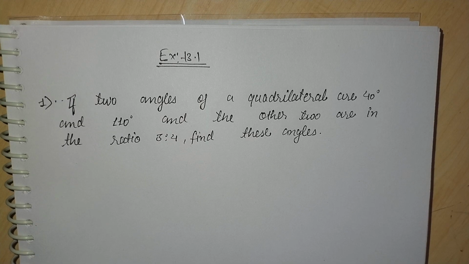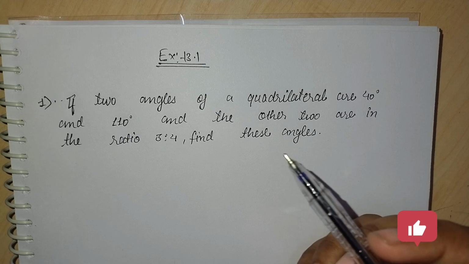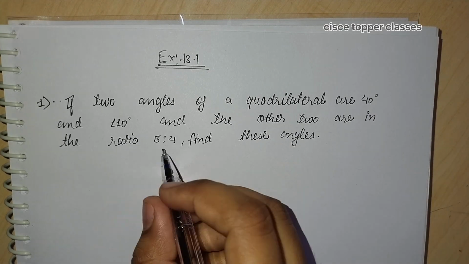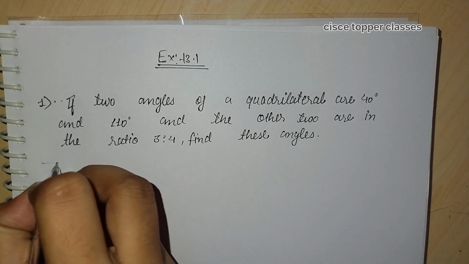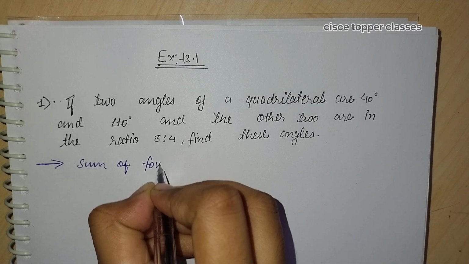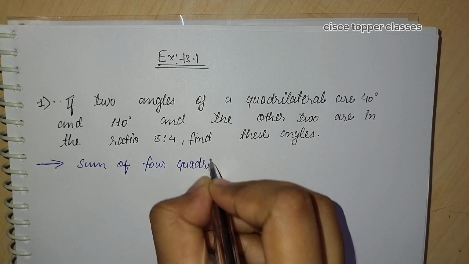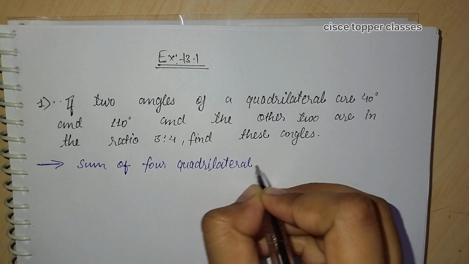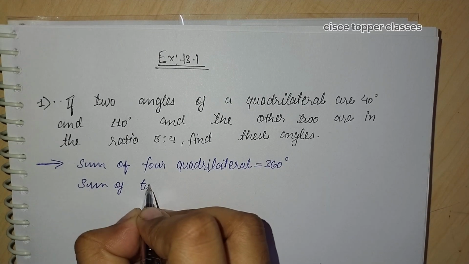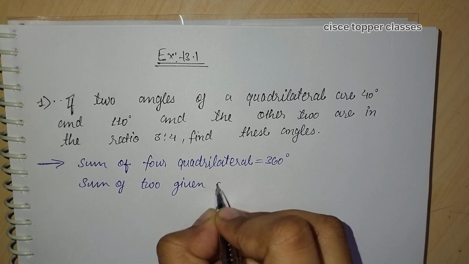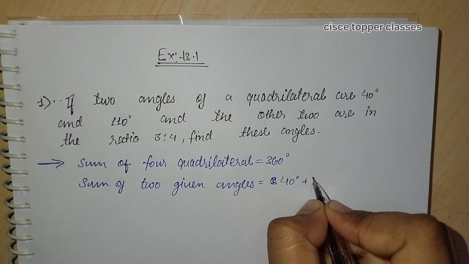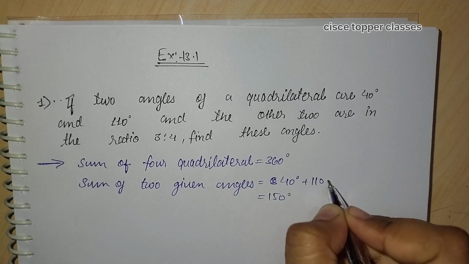Let us solve here exercise 13.1 question number 1. If two angles of a quadrilateral are 40 and 110 and the other two are in the ratio 3:4, find these angles. So we can simply write, as we know, the sum of four angles in a quadrilateral is 360. Firstly we will find the sum of the two given angles so that we can find the remaining two. This will be 40 plus 110, we can write it as 150.